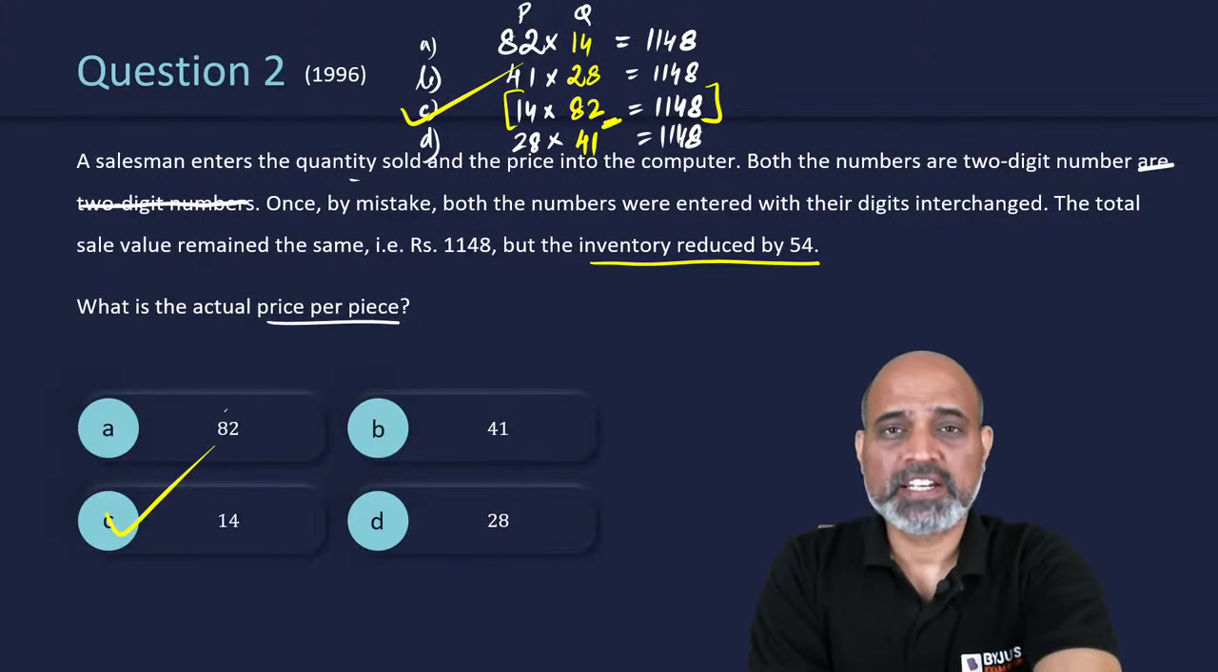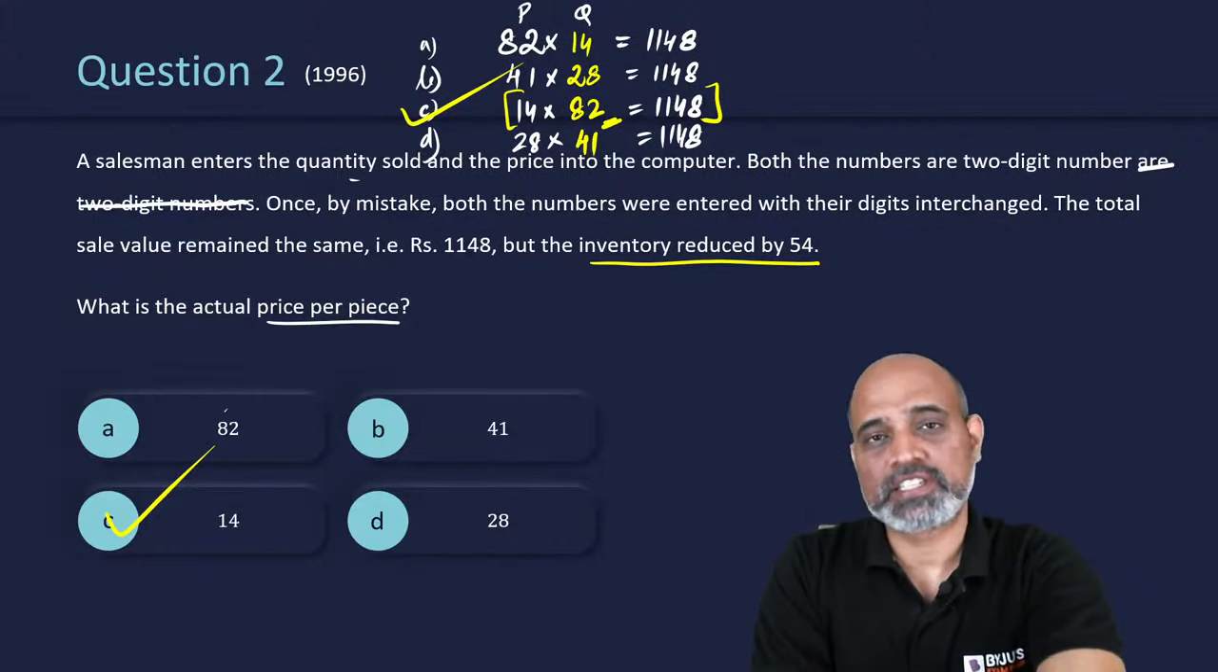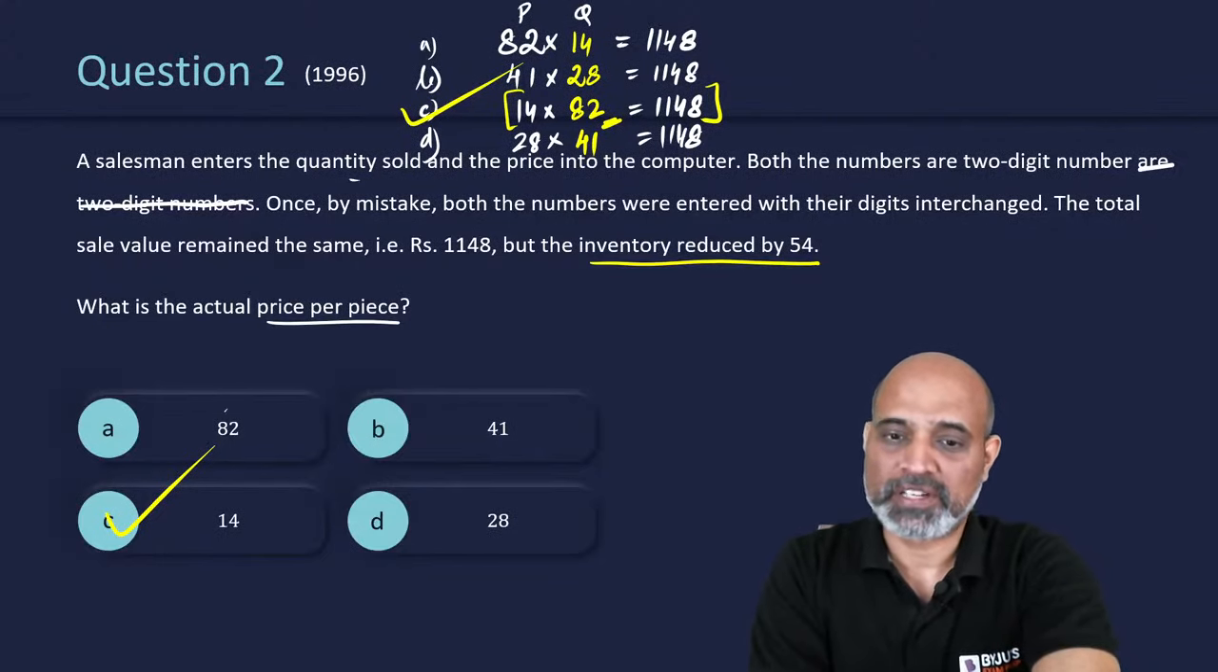Vaishnavi writes 60% as 60 by 100 and simplifies 60 by 100 to 3 by 5. Thank you, Yogita and Ram.